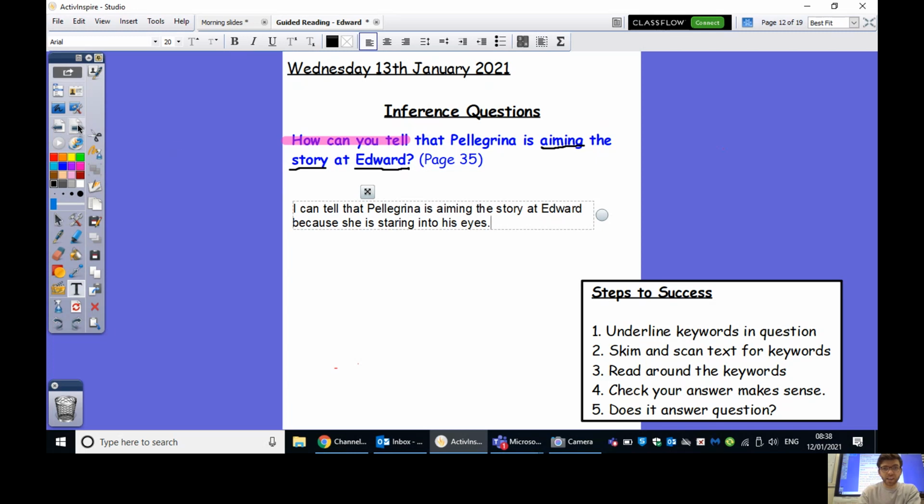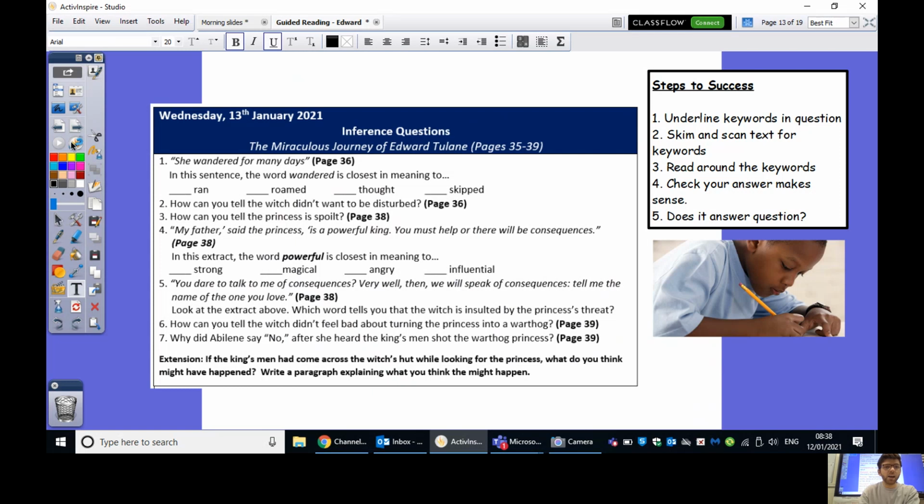So it's your turn now to move on with the inference. So here are your questions for today. A lot of these ones can be done on the sheet, but some of them need to be written as full sentences as well. So that's what we're really going to be looking for when you upload this on Seesaw. You've got your steps to success here. And your inference questions, of course, right in front of you. And your extension, if you get to that, which would be terrific.